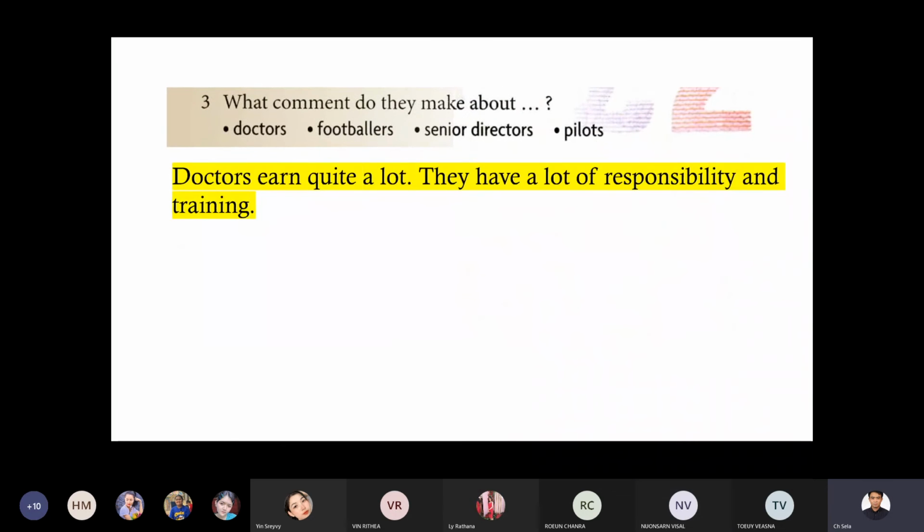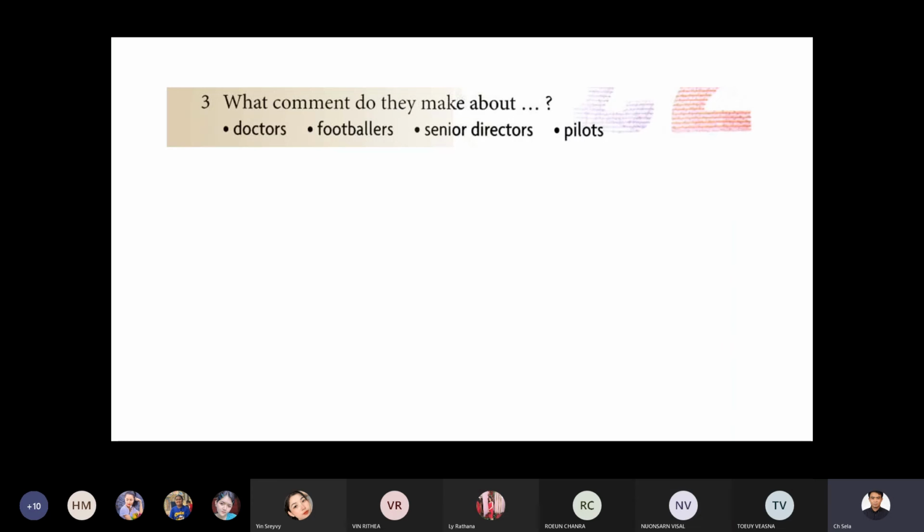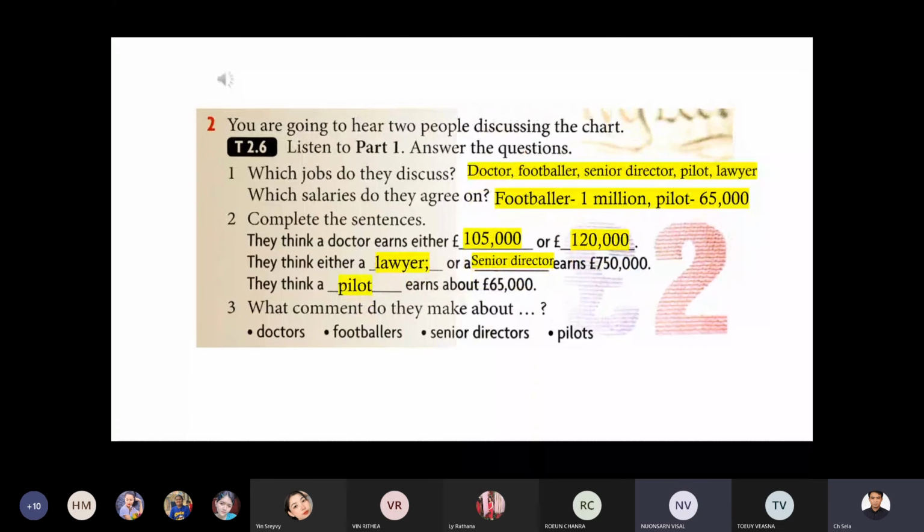The doctor, they said, doctors earn quite a lot. They have a lot of responsibility and training, all right? Okay, so this is the answer for the doctor. How about footballers, senior director, and pilot? So let's listen and answer. Here we go. Listen and answer. Tape script 2.6.